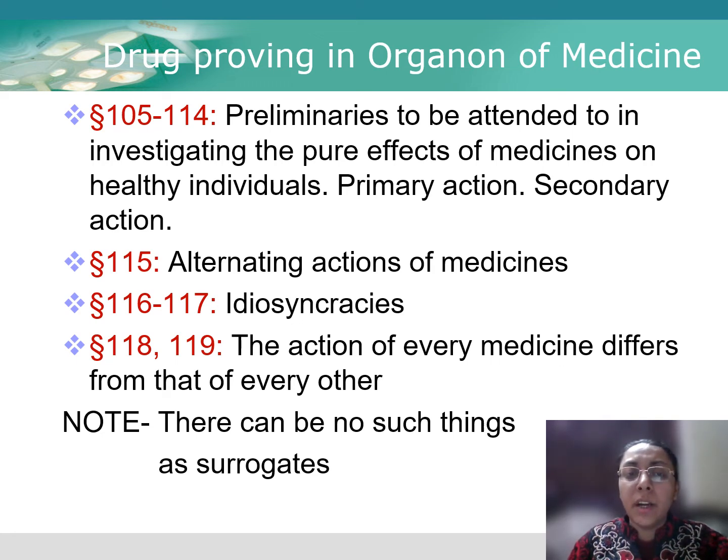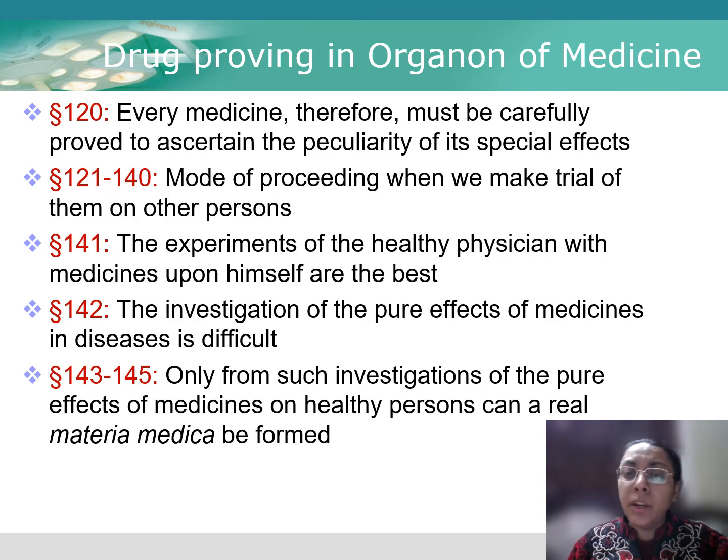From aphorism 116 to 117, we see about idiosyncrasies. Aphorisms 118 and 119 say that the action of every medicine differs from that of every other, and there are no such things as surrogates. Aphorism 120 says every medicine therefore must be carefully proved to ascertain the peculiarity of its special effects.